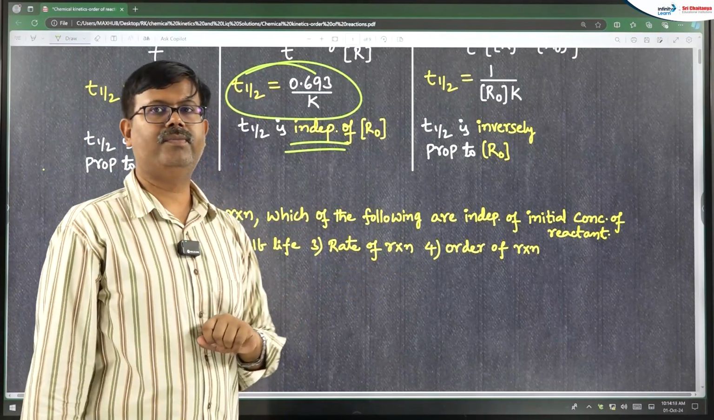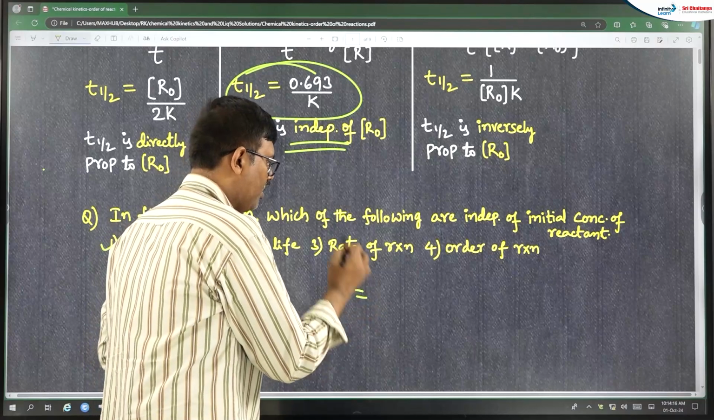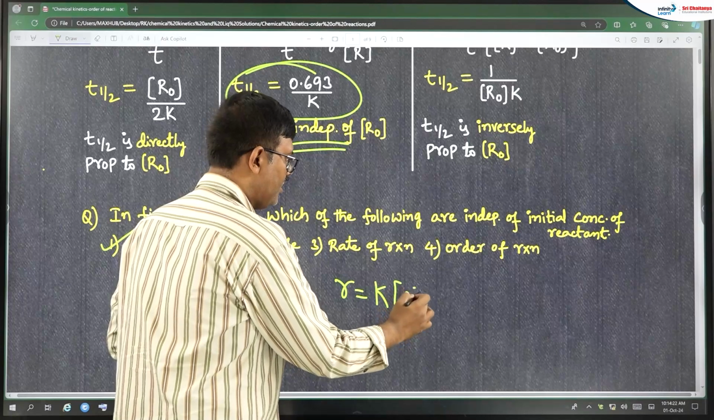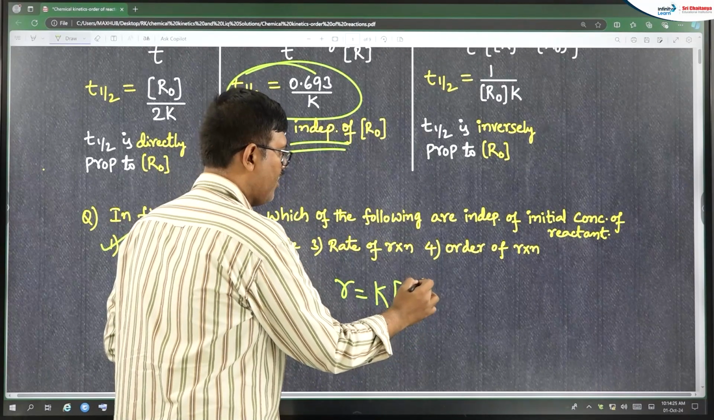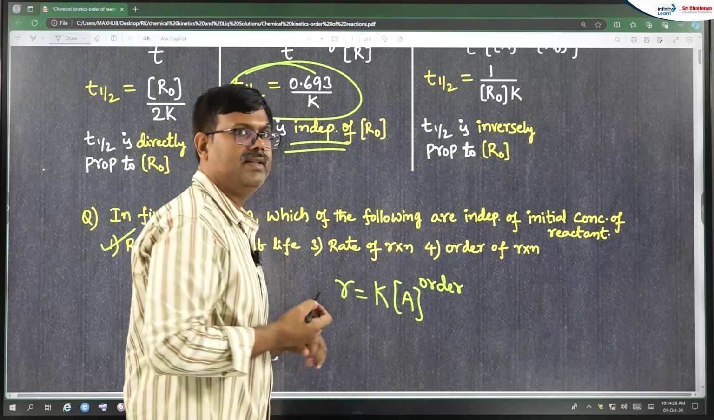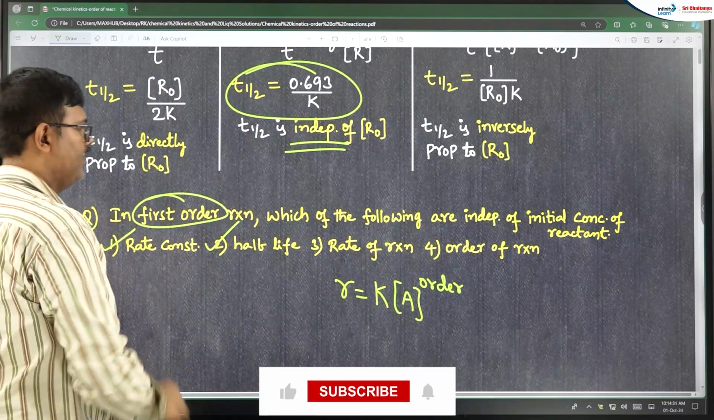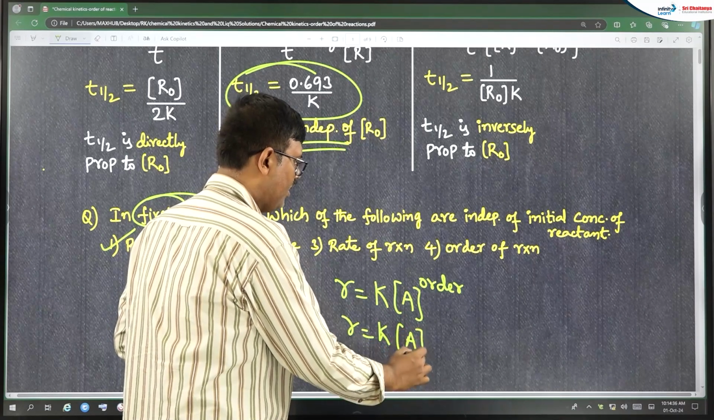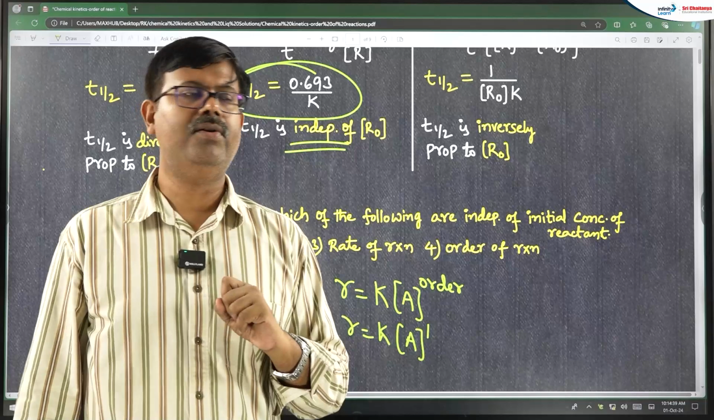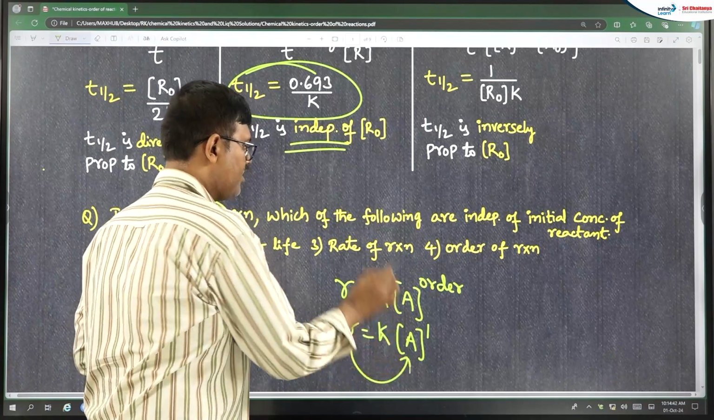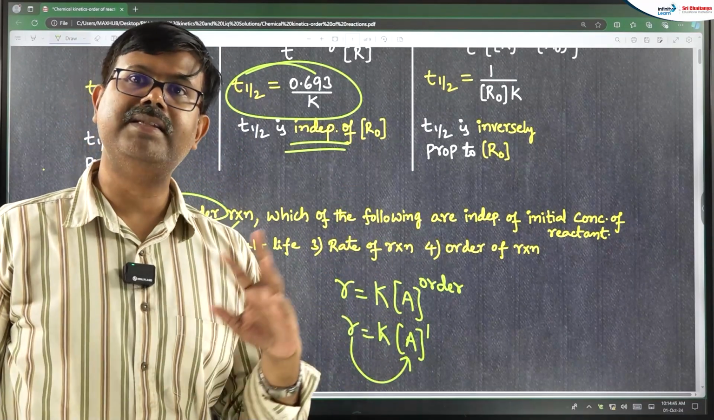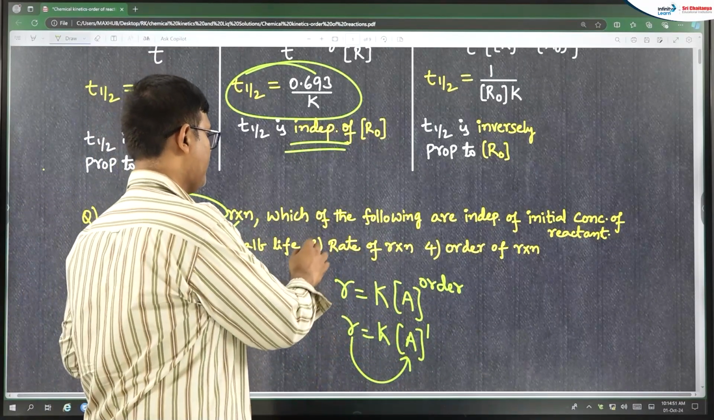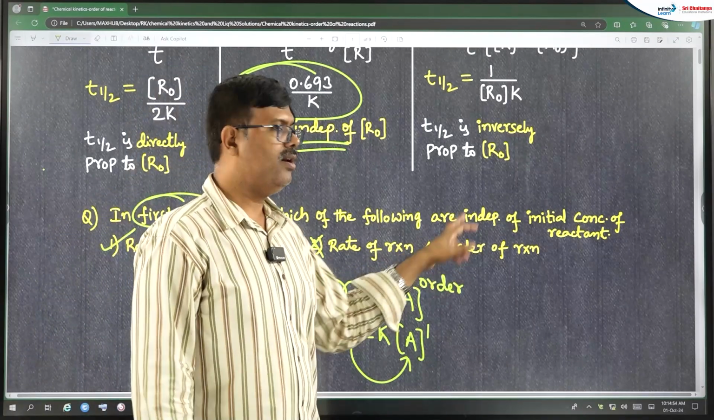Rate of reaction. See, rate of reaction can be written as rate constant into concentration of reactant power order. Since we are dealing with a first order question, we can write this as K into reactant power 1. So, rate of reaction depends on the concentration of reactant. How can we say it is independent? It is clearly visible it is dependent. Therefore, this is wrong.